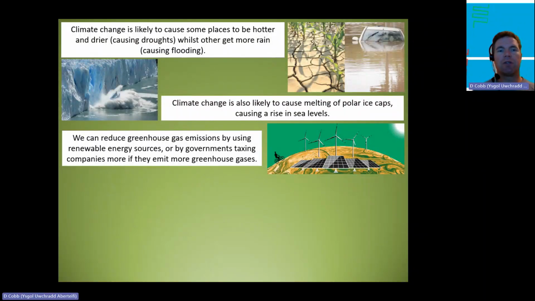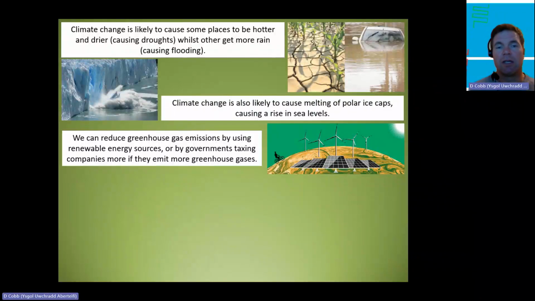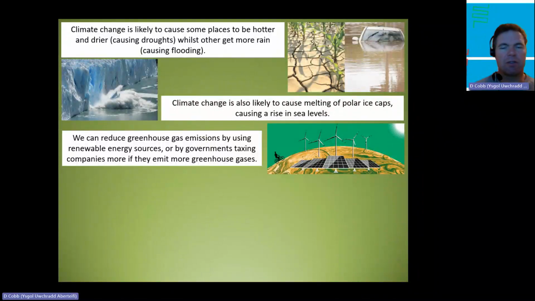There's a few options. First of all, we can use renewable energy sources. Okay, things like solar power, wind power, tidal power, even using nuclear power, whilst that can be somewhat controversial because of the wastes involved and the potential dangers involved. It's greener in terms of CO2 emissions than our current power stations.